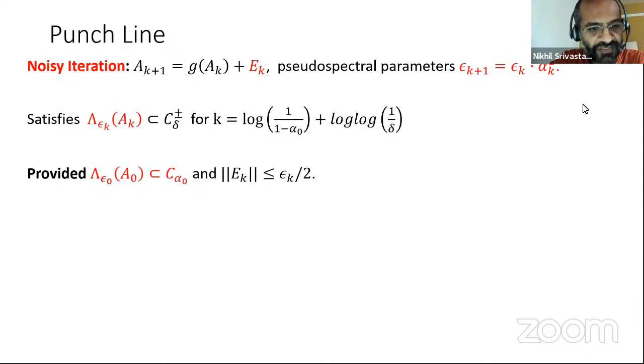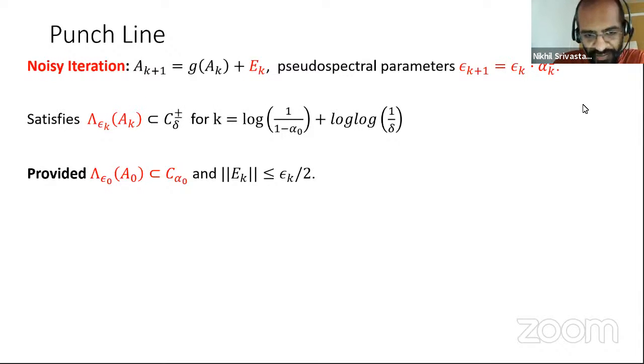And what we can prove is that the kth iterate, its epsilon k pseudospectrum, is contained in a circle of parameter delta for k equal to log 1 over 1 minus alpha naught plus log 1 over delta, the same number of iterations, but with a stronger assumption. The stronger assumption is that we don't just require the eigenvalues to be in the circles. We require the epsilon naught pseudospectrum of the initial matrix to lie in the circles. So it's a stronger induction: a stronger assumption on the pseudospectra, and a stronger conclusion on the pseudospectra. And that's what allows you to do the induction.